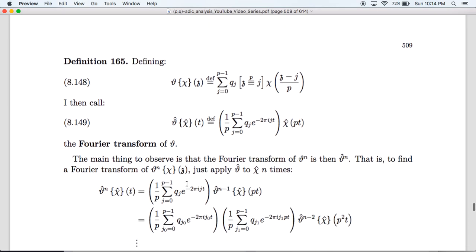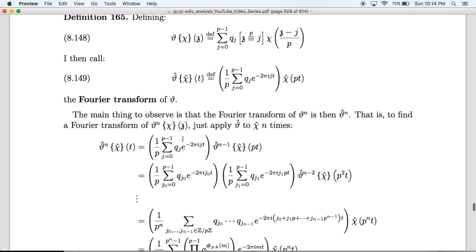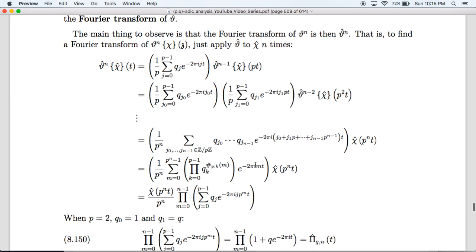And the main thing to observe is that the Fourier transform of theta's nth iterate is just theta hat's nth iterate. And to find a Fourier transform of theta^n of chi, we just apply theta hat to chi hat n times. And when you do this, look at what we end up getting. This is a very familiar formula.